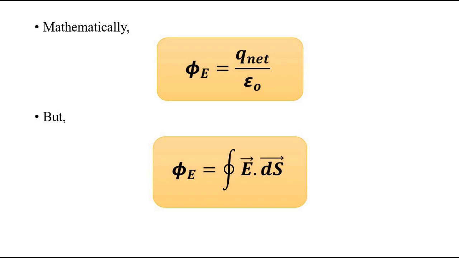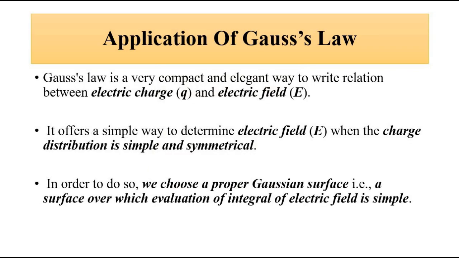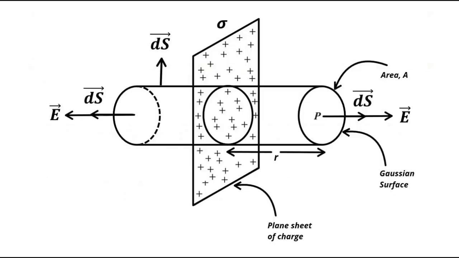Now we know that one of the most important applications of Gauss law is determination of electric field due to a charge configuration, and to write a relationship between electric charge and electric field. For that, the concept of Gaussian surface is employed. So in this discussion, the situation is something like this, as given in this diagram.